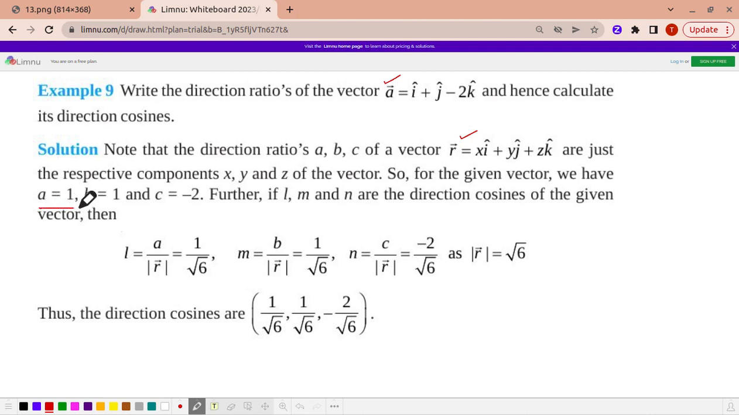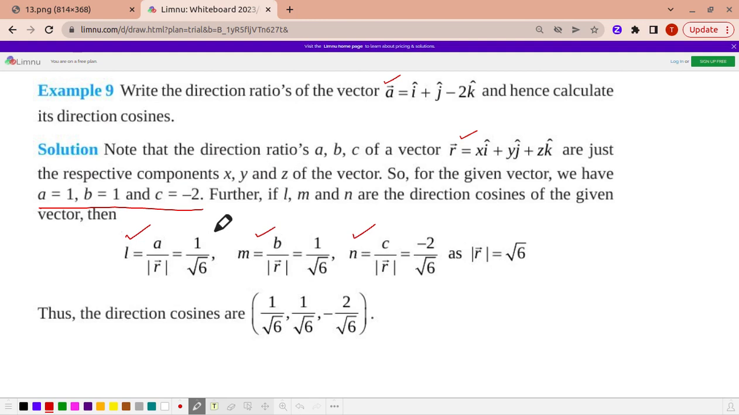But to find the direction cosine, what do you need to do? We need to divide a by square root of a square plus b square plus c square. That is square root of 6, that is the mod of the vector r. So l becomes 1 by square root of 6, m becomes b by mod r, that is 1 by square root of 6, and n becomes c by mod r, that is minus 2 by square root of 6, where mod of r equals square root of 6.